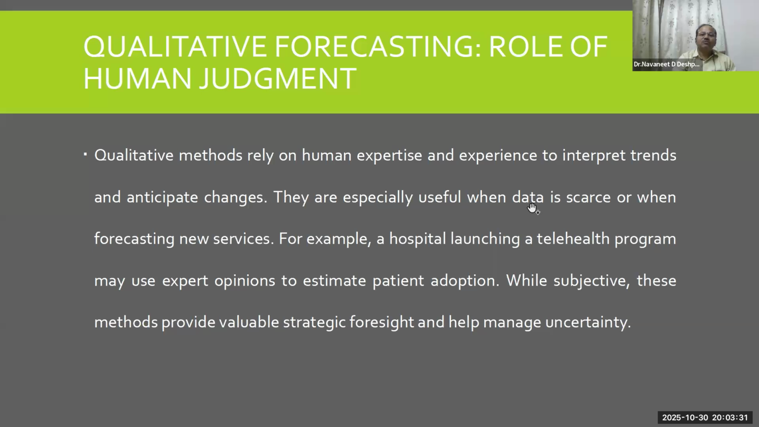So they are especially useful when data is very scarce or when forecasting a new service is required. If you ask 100 people, they will come up with different answers. For example, a hospital launching a telehealth program uses expert opinions, but very few experts are there throughout the country. So at that time, we have to estimate the patient adoption, that is, how many patients are ready to undergo all these things. While it is subjective, these methods provide valuable strategic foresight. It will give you foresight, and help you overcome the uncertainty involved in all those things.